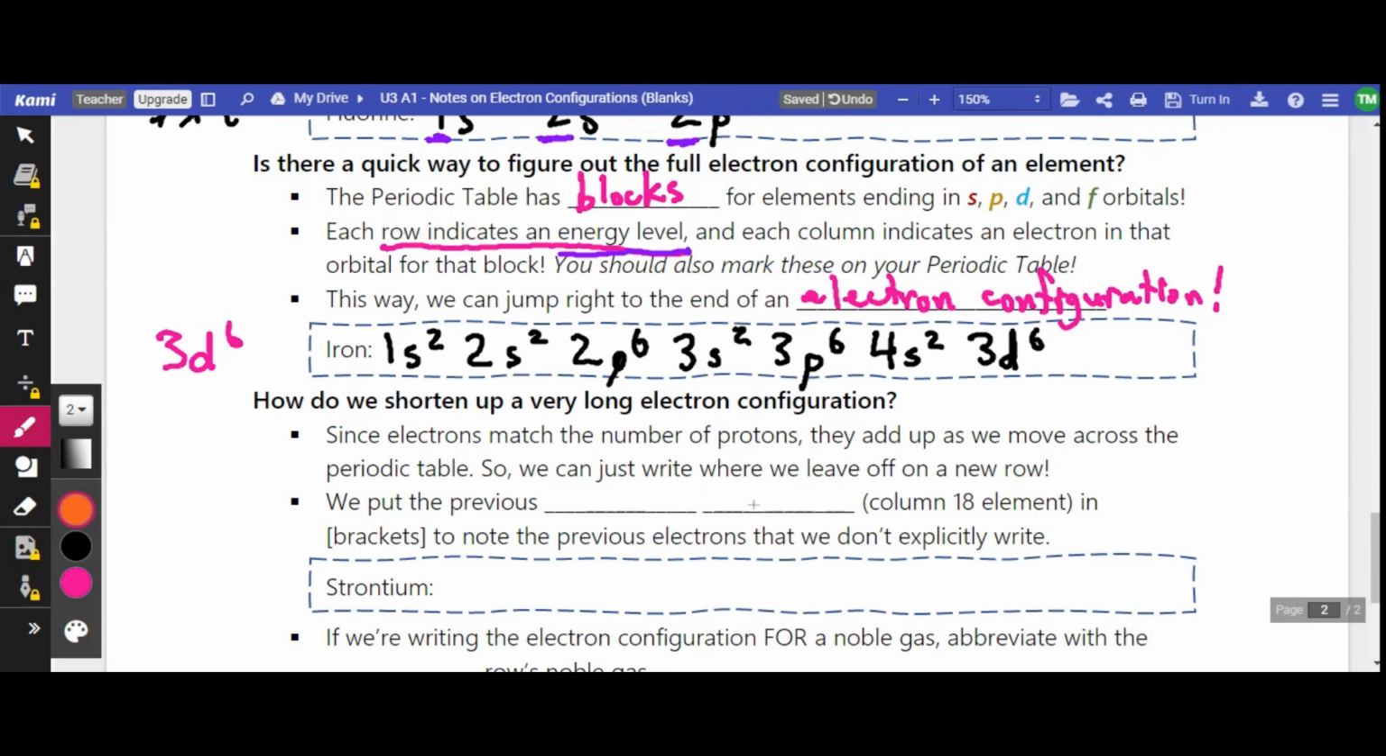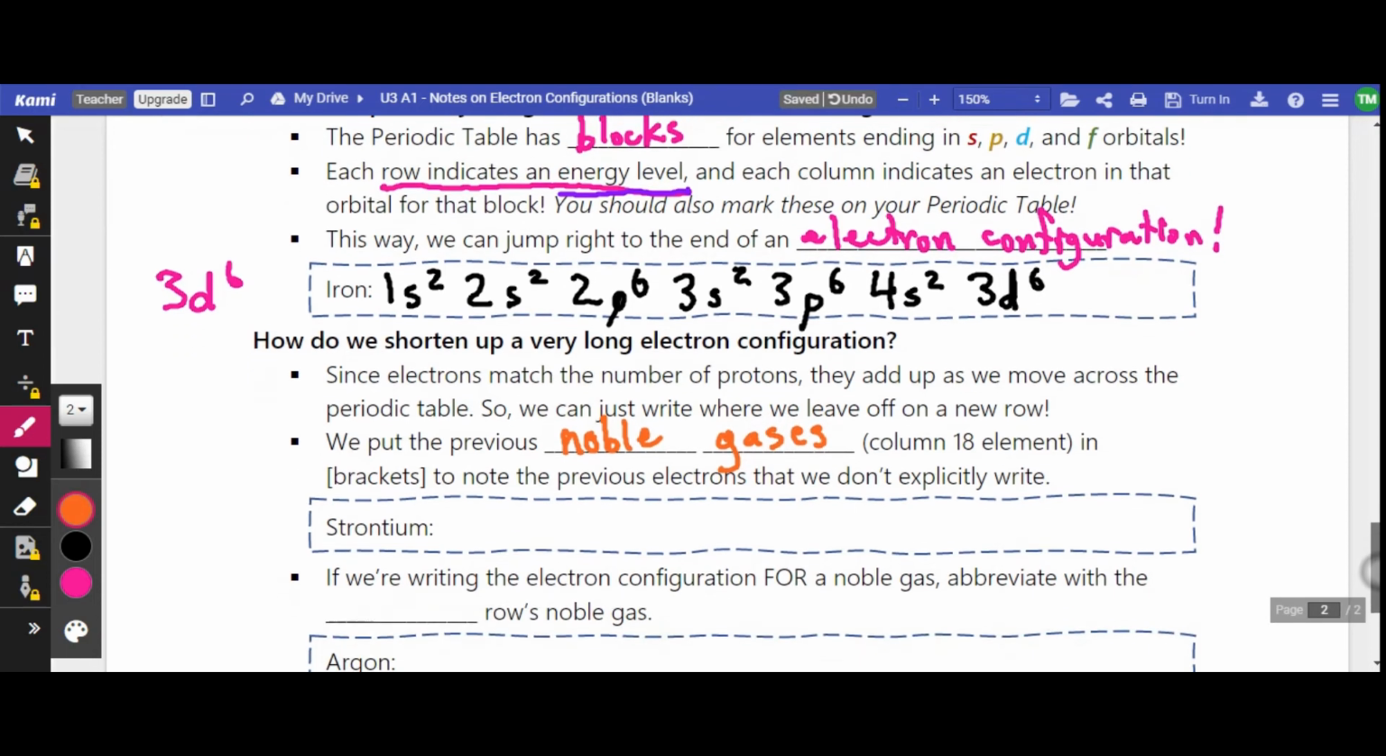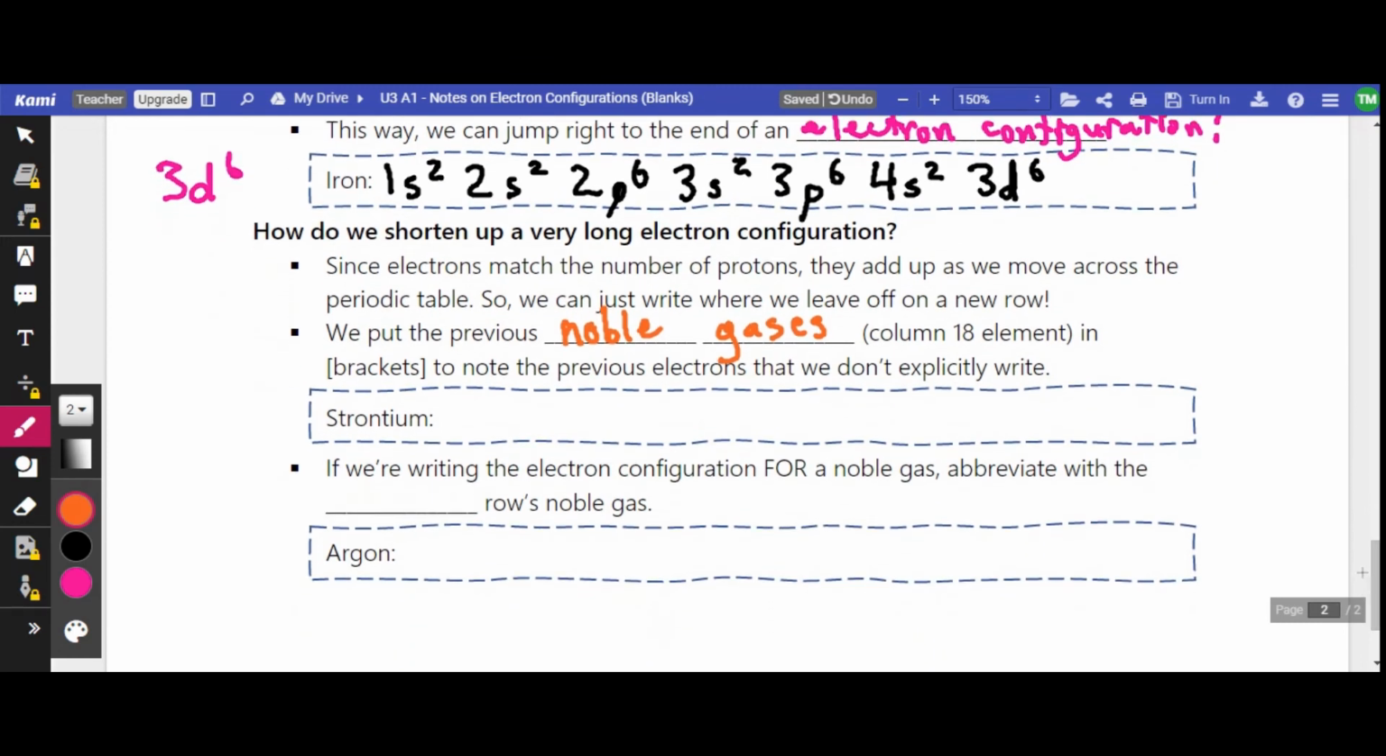Okay, so where we leave off is column 18. That's the very right side of the periodic table. We call those guys the noble gases. They turn out to be very stable, which is why we call them noble. They're like the royalty of the periodic table. So we take the noble gas that we end at before we make it to the new row that we're in. We put that in brackets, and then we don't have to write the electron configuration up to that point. It's like we're saying, okay, all the electron configuration up to this element at the end of the row is there. I'm just not going to write it. The only thing I write is what comes after that.